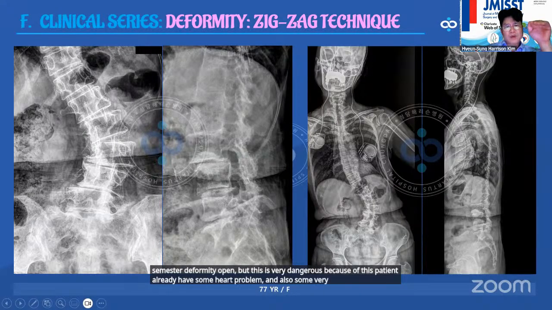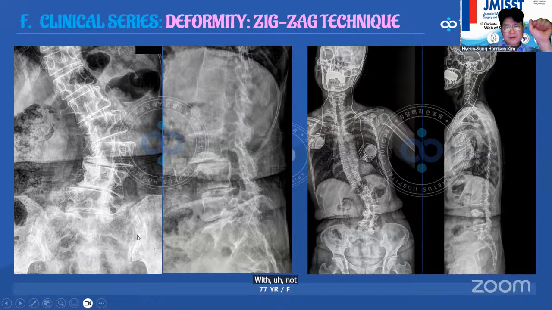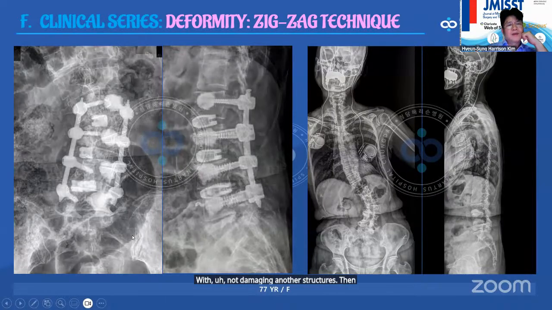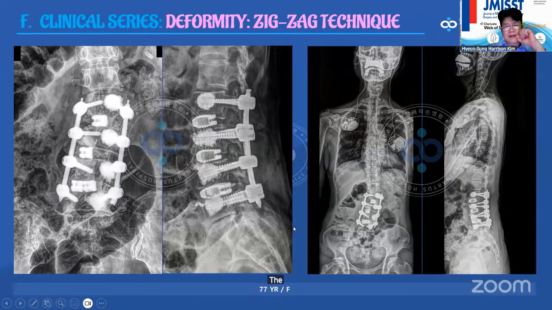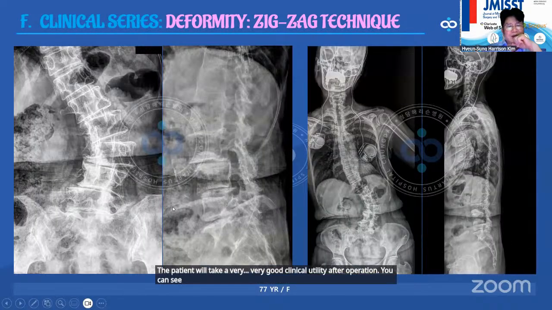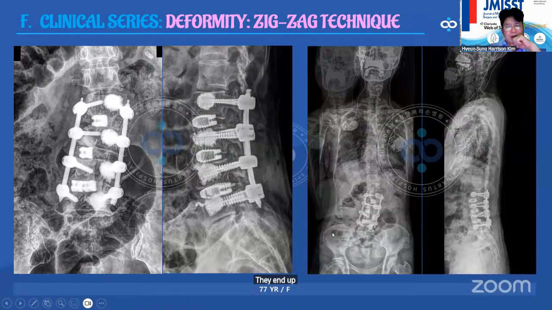But if we can treat this patient endoscopically without damaging other structures, then we can perform it this way. The patient will have a very, very good clinical result after the operation. You can see here again, degenerative scoliosis and after operation.